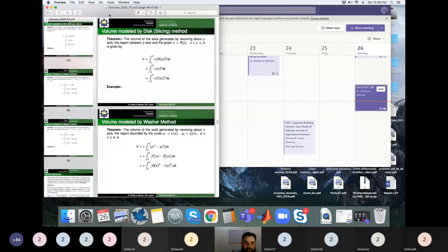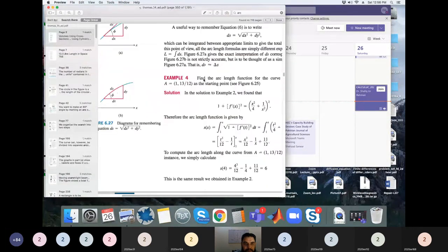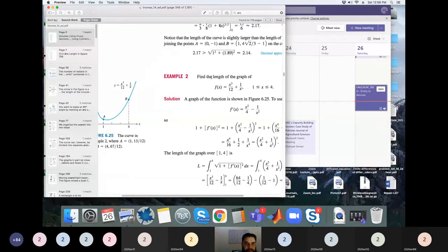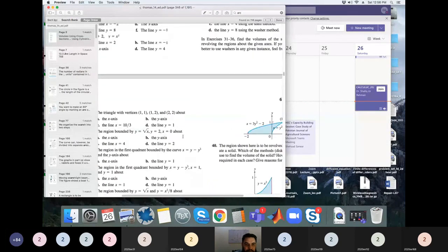Disk means a solid thing, there is no gap. So here you go with a few examples from the exercise. I believe that it will be exercise number 6.2.